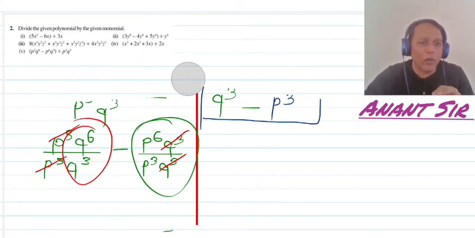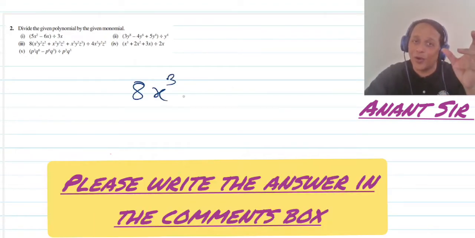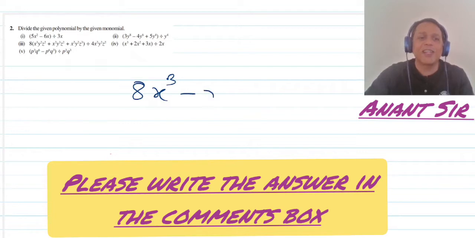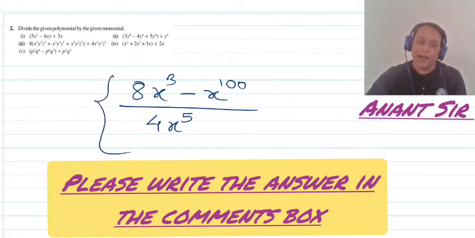I am going to give you one question to solve. This is for you. Tell me whether you can solve this question, okay? And you can write the answer in the comment box. 8x raised to 3 minus x raised to 100 divided by 4x raised to power 5. Okay, so don't forget to write the question and tell me the answer in the comment box.